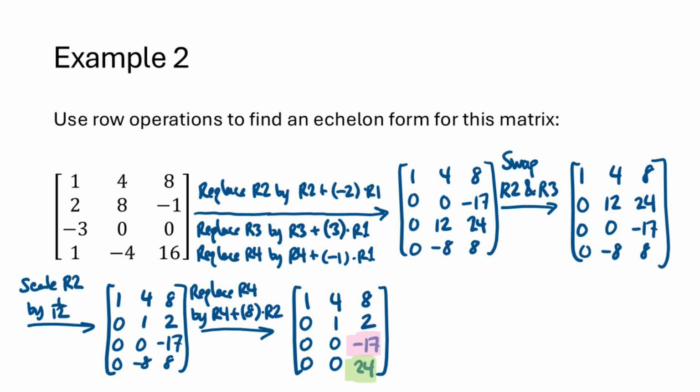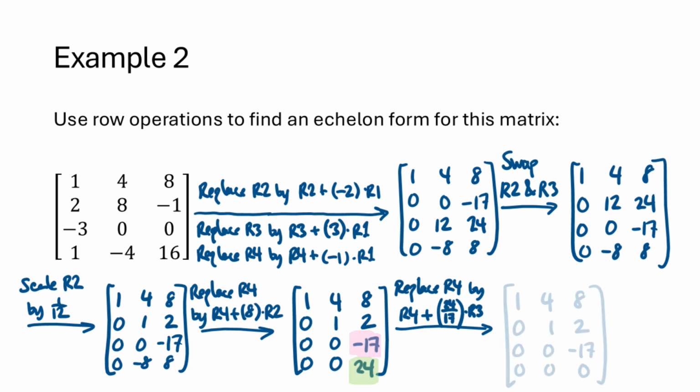Well, we have to understand what number we would have to multiply by row 3 so that when we add the results to row 4, everything cancels out and we get a 0 where we currently have that 24. Well, if you think about it, the number that we need there is 24/17. If we multiply row 3 by 24/17, that negative 17 will become a negative 24. We add that to the positive 24, and we get the 0 as desired.